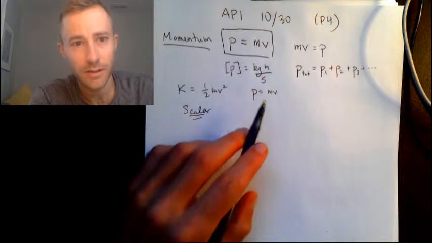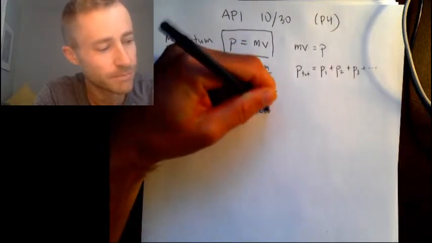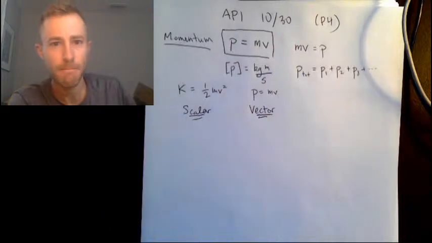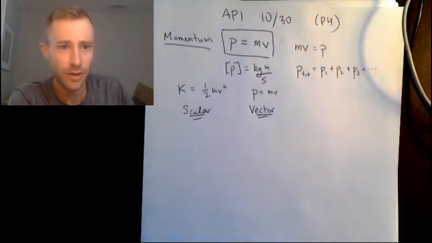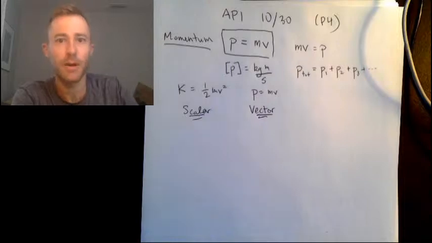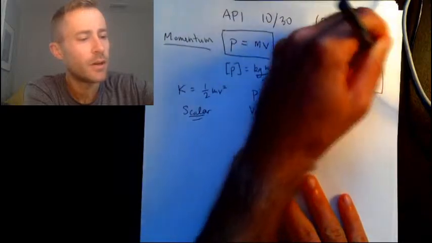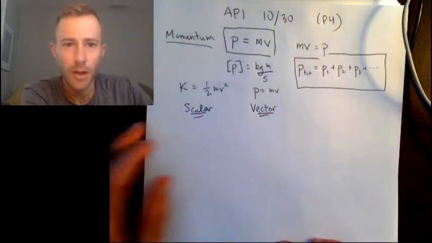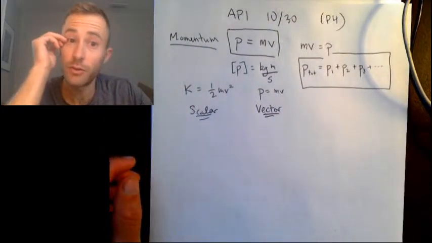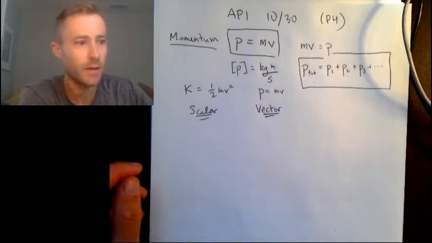Momentum, on the other hand, has a direction, and so it is what's called a vector, okay? So they're not the same thing. They depend on the same variables, but they're not the same thing, all right? Box that in. Okay, so momentum is particularly useful in a certain type of problem, okay?